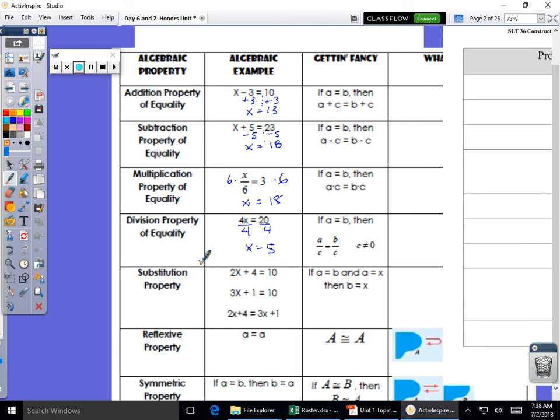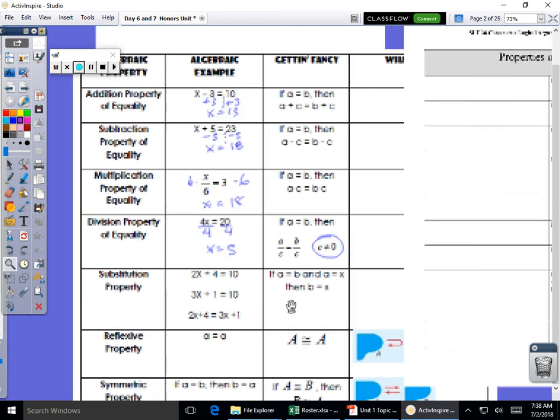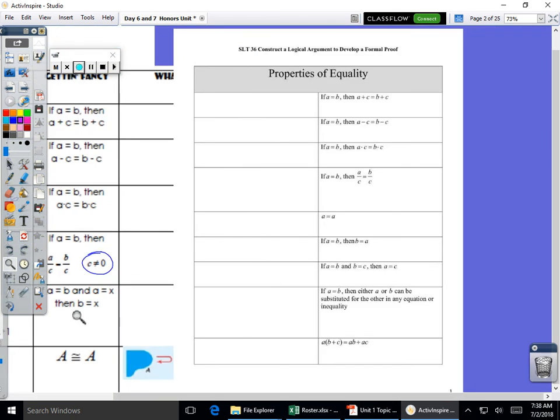All right. Notice we are not dividing by 0. Here I have c is not allowed to equal 0. Let's see if yours says that. If it doesn't, let's add it in. For division property of equality, let's go ahead and state c is not allowed to equal 0. C cannot equal 0 because we cannot divide by 0.